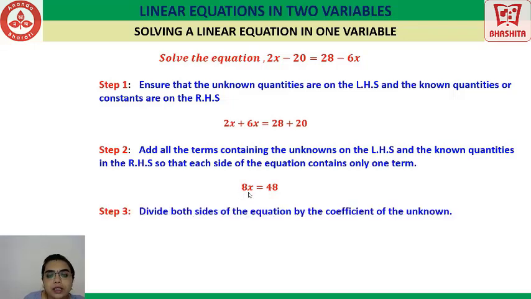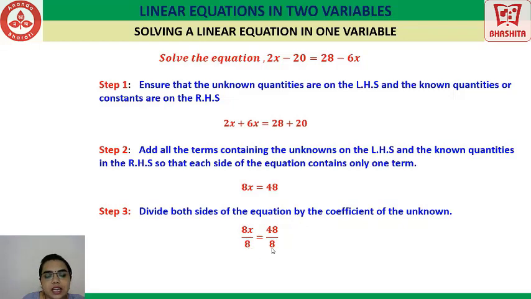We can divide by the coefficient of the unknown. Here the unknown is x. So we divide by the coefficient of x on both sides of the equation. As we learned earlier, if we divide on both sides of the equation, the equation remains unchanged, right? Okay, so 8x by 8 is equal to 48 by 8.